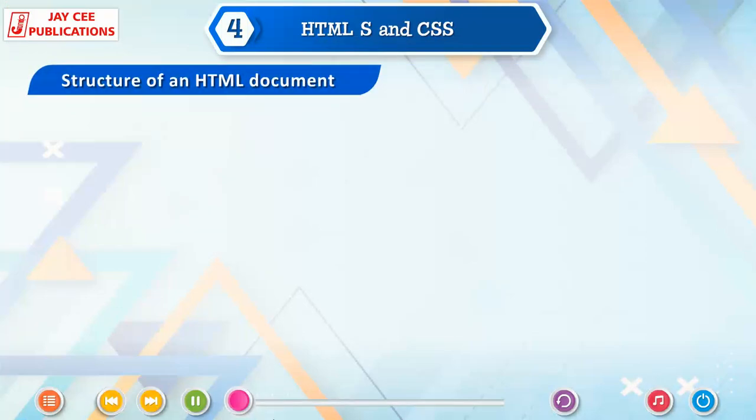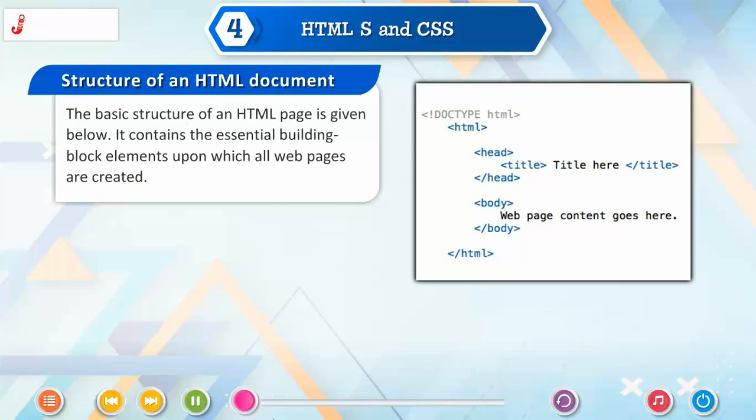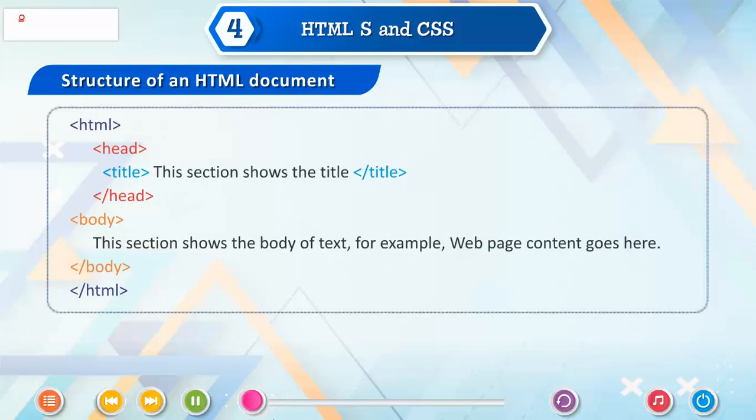Structure of an HTML document. The basic structure of an HTML page is given below. It contains the essential building block elements upon which all web pages are created. <html>, <head>, <title> This section shows the title, </title>, </head>, <body> This section shows the body of text. For example, web page content goes here. </body>, </html>.